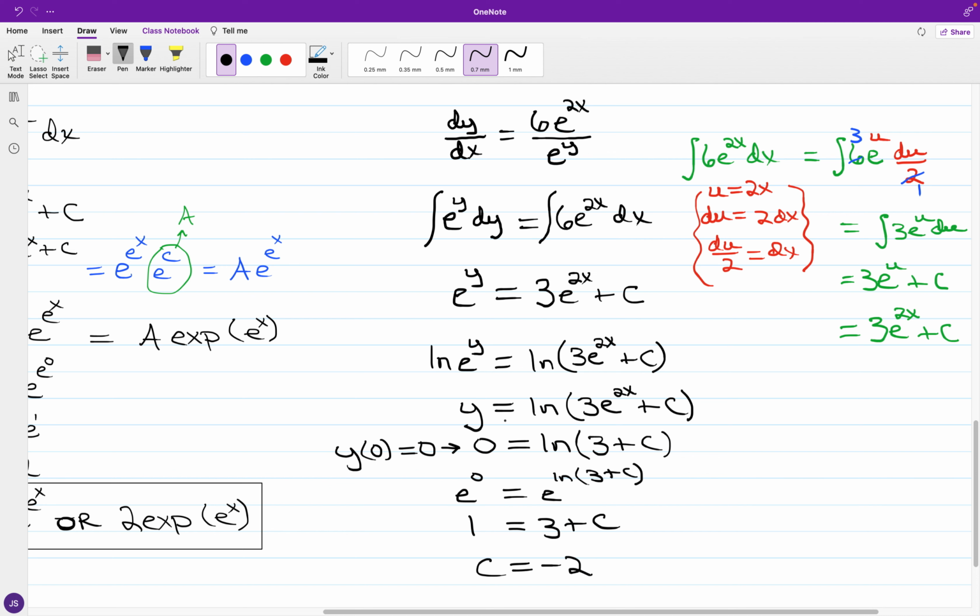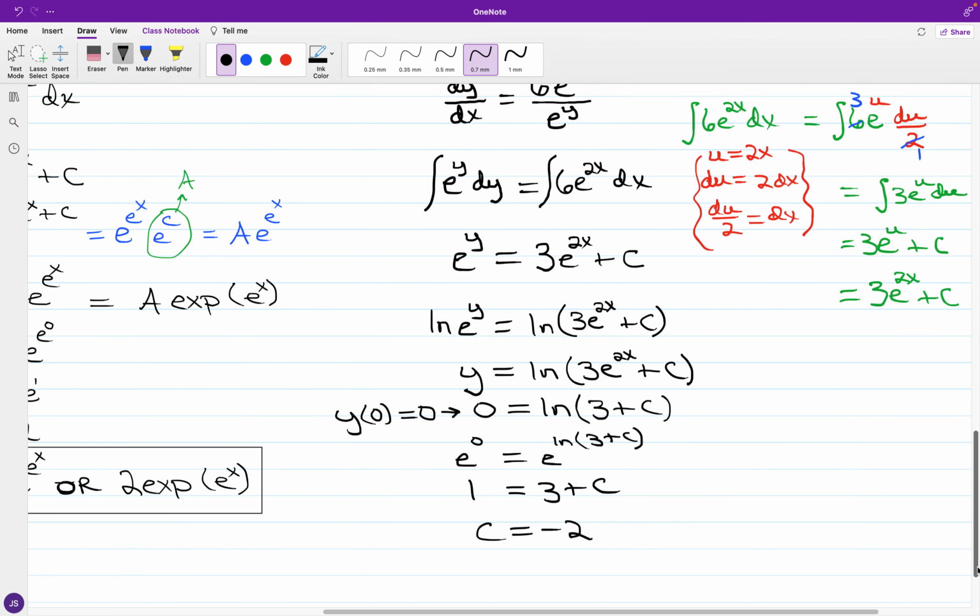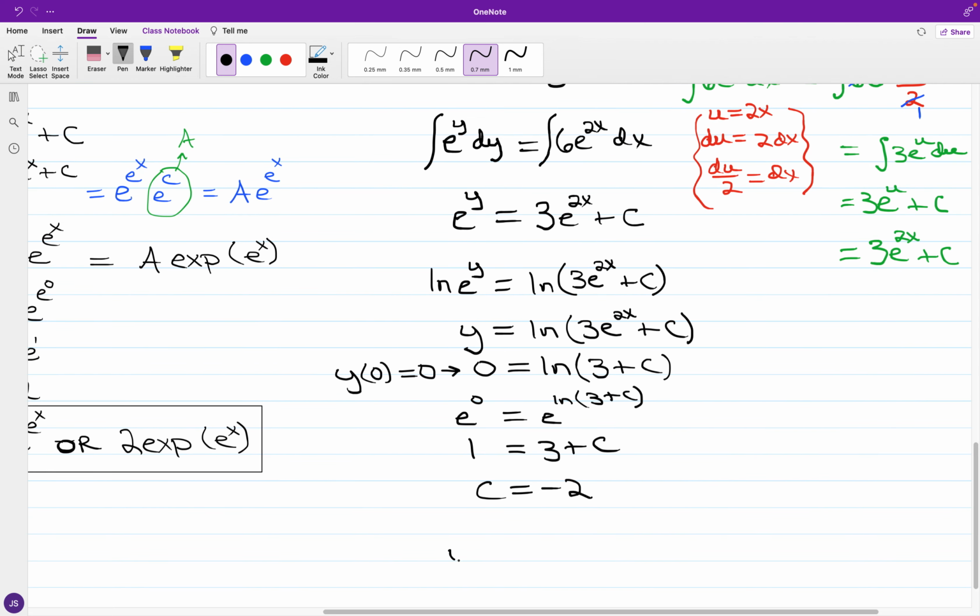So if I go back to the general solution, we have that which will ensure that y at 0 is equal to 0. We end up with the natural logarithm of the quantity of 3 times e raised to the 2x, followed by the subtraction of 2.